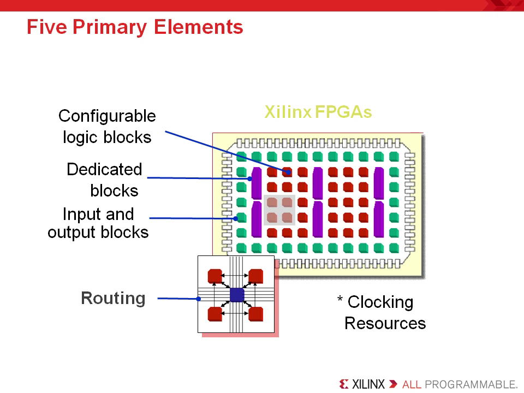Another significant resource is the clocking resources. Virtex 5 includes DCMs, or digital clock managers, and PLLs, or phase-locked loops. They also have dedicated routing resources that are used for the distribution of clock signals with minimal skew. DCMs are used for clock signal generation, while PLLs are primarily used for the removal of clock jitter.